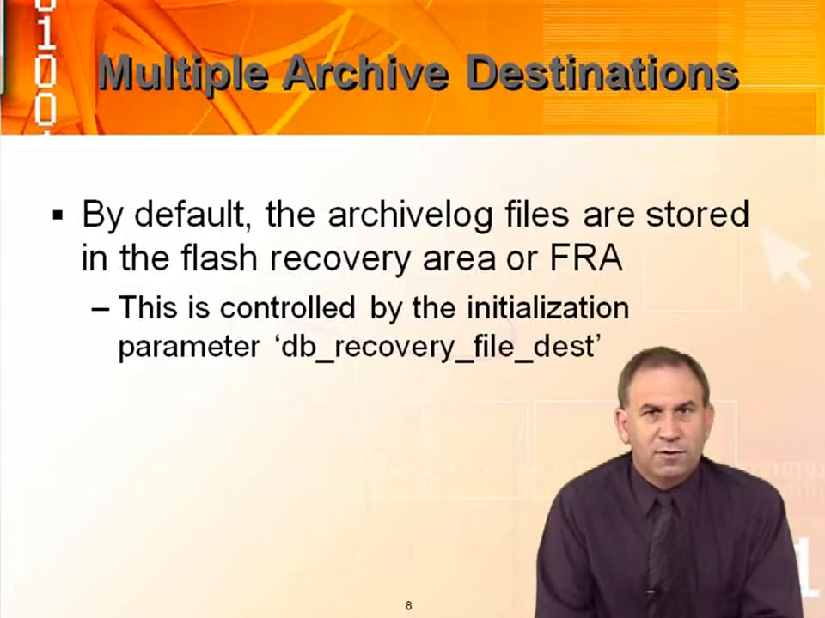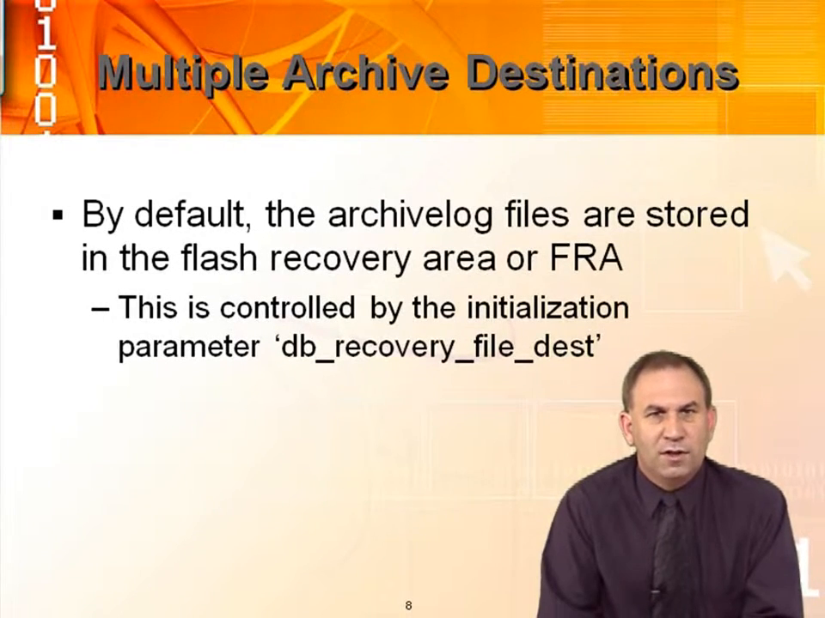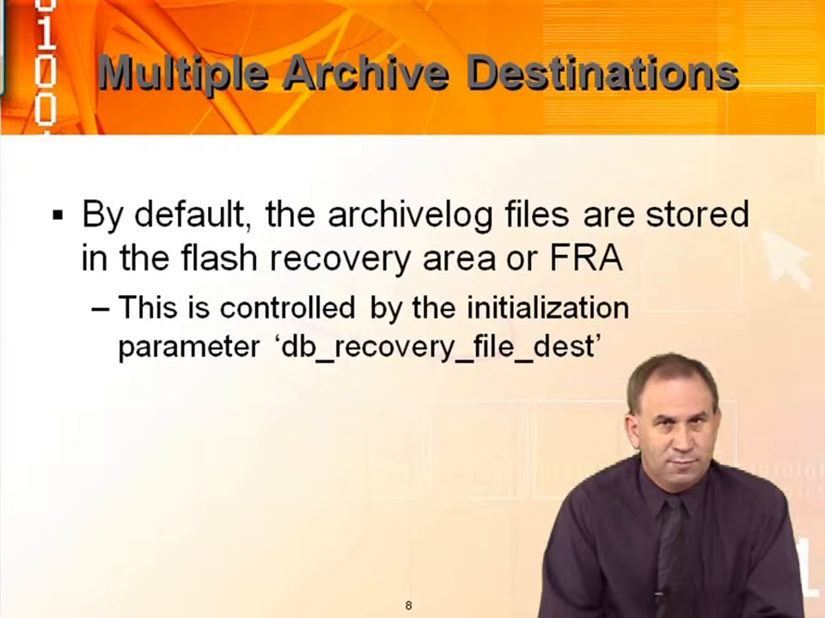There are several parameters that control the archive log destinations. The first one is configuring what is referred to as the FRA. The FRA in an Oracle environment is referred to as the flash recovery area. This is determined by the Oracle startup parameter called db_recovery_file_dest. This can be written to a separate location on the operating system.